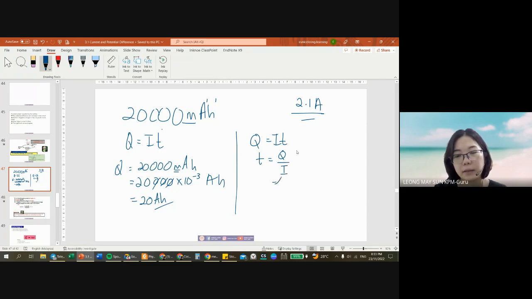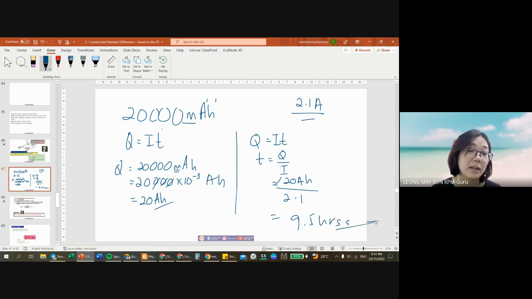I'm using a 2.1 ampere current. Here the charge is 20 ampere hour. The current that I'm using is 2.1. So 20 divided by 2.1. To charge the 20,000 mAh power bank using a 2.1 ampere current, it takes you 9.5 hours. That's why sometimes you say it takes you a day. If it's even worse, you use a 1.0 ampere cable and charger, then it will take even longer.